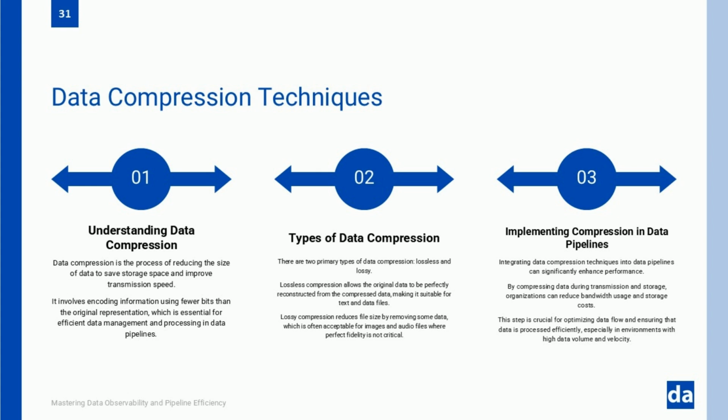2. Types of data compression. Here's where the magic happens. There are two main types. Lossless compression. Think of a zipped file. When unzipped, you get every single byte back exactly as it was. Perfect for text and sensitive data. Lossy compression. Here, some data is discarded, like when you save an image for web use, ideal for media like images, audio, and videos where 100% fidelity isn't critical.